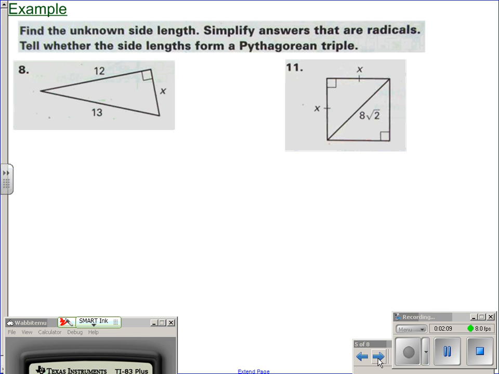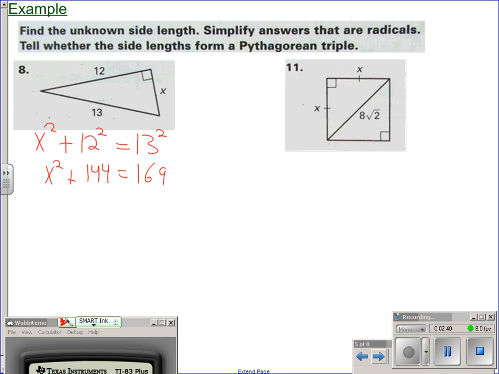For this first one, question number 8, the Pythagorean theorem is always leg squared plus leg squared. So x squared plus the other leg squared should equal the hypotenuse squared. You have to follow order of operations, which means before you can add or subtract anything, you've got to take care of some exponents. There's nothing to do with x squared. Plus 12 squared is 144, equals 13 squared, which is 169.